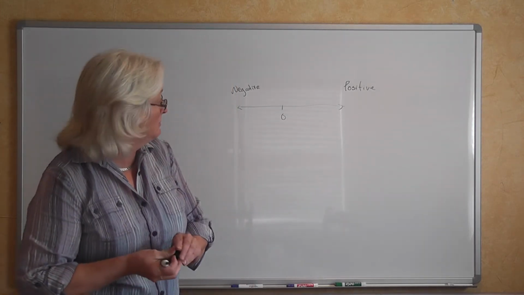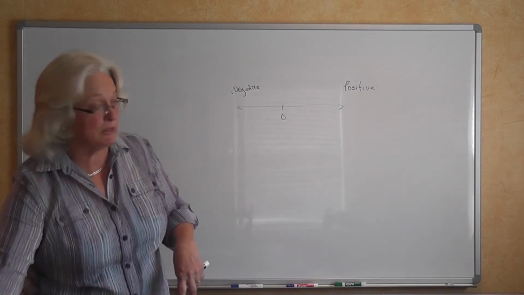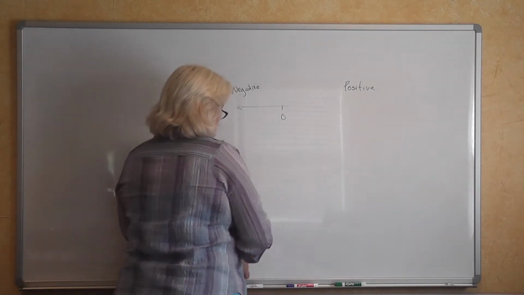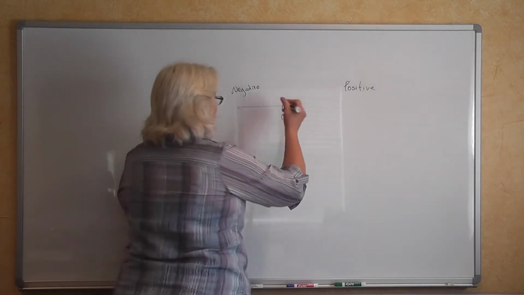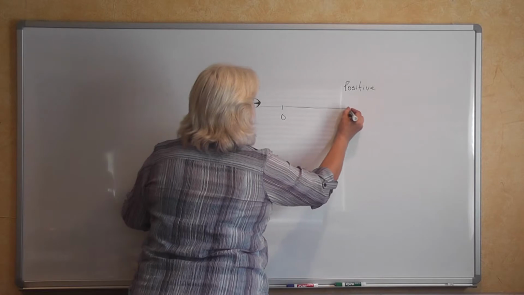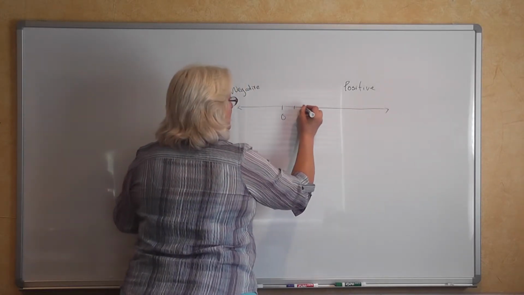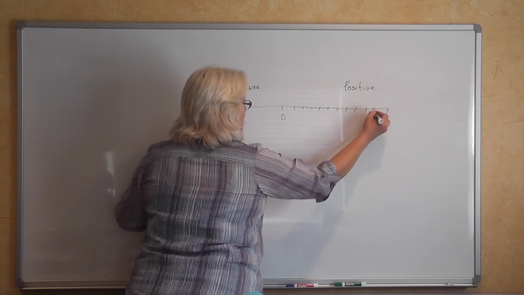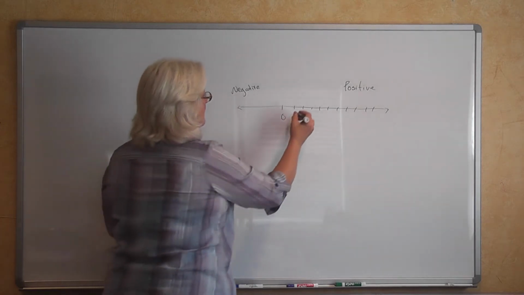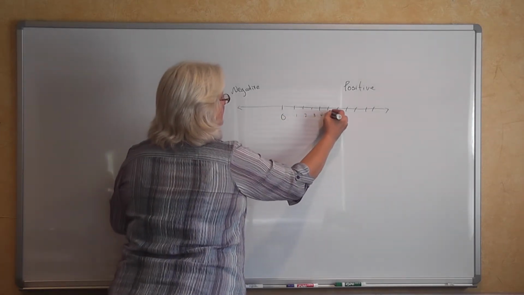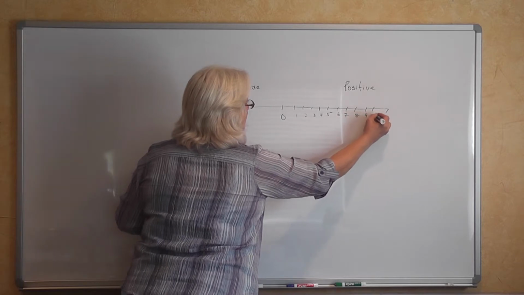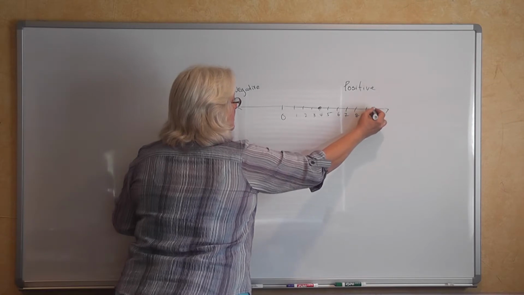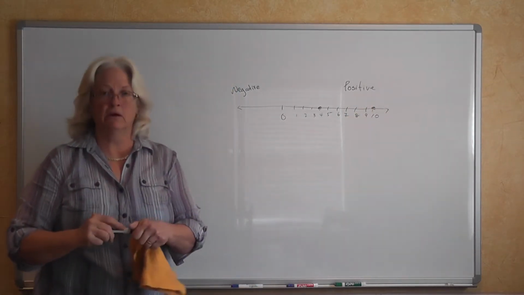So let me go ahead and plot the points that they are talking about here. I'm going to extend my number line on out a little bit. I'm going to count 1, 2, 3, 4, 5, 6, 7, 8, 9, 10. And they're talking about point 4, and they're talking about point 10.